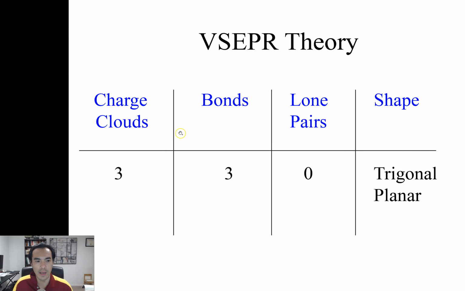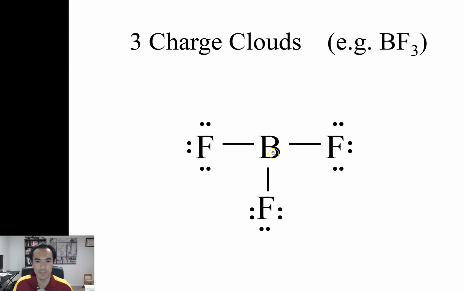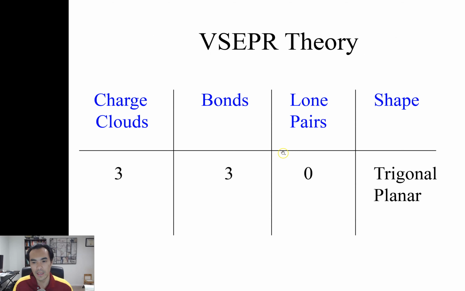So in this case, we're going to have a charge cloud of 3. We're going to have 3 bonds connected to the boron, no lone pairs, and it's going to be trigonal planar. So trigonal planar is going to be considered BF3 because trigonal means 3, planar, it's like a regular plane, and then that's going to be the name of it, and you have no lone pairs for that.